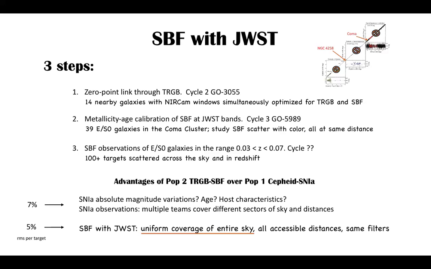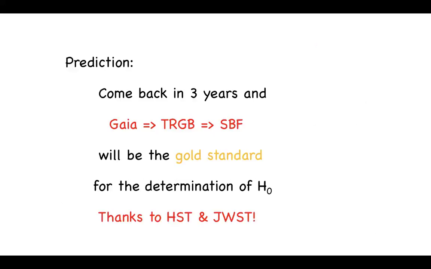And here's the critical thing. We're using the same filters all over the sky and at all different depths. And this is something we're not doing with supernovae. So it's the same procedure in all sectors of the sky. So that's going to give us a more reliable result. And so I'm saying this, come back in a few years and this population 2 methodology will be the way to get H0. So that's my message. We aren't there yet.